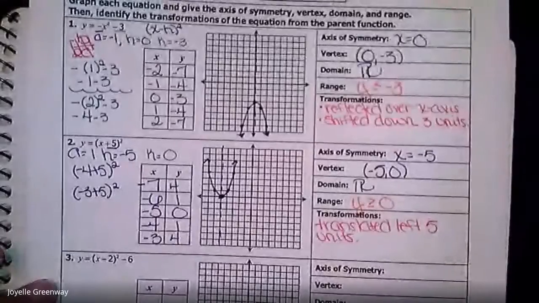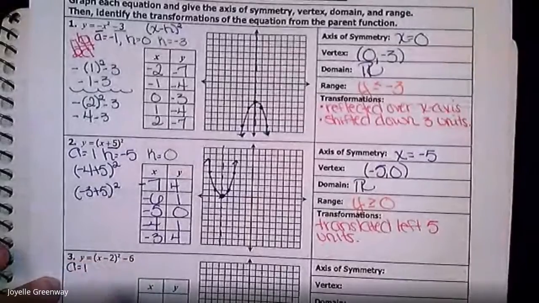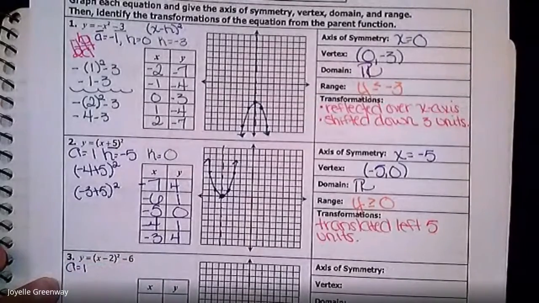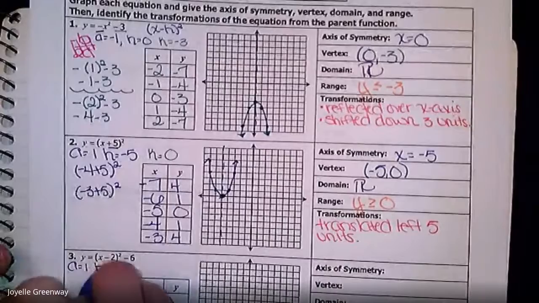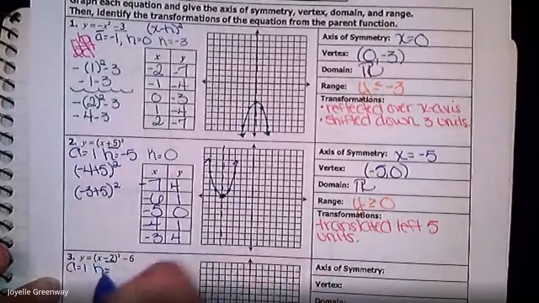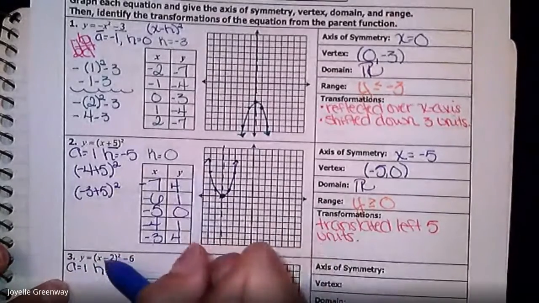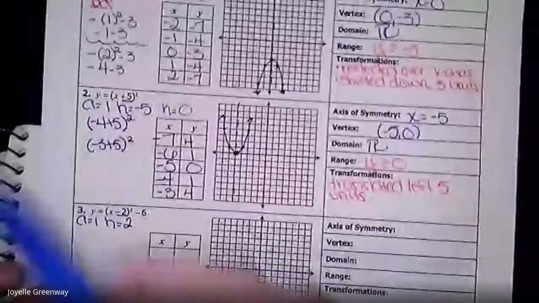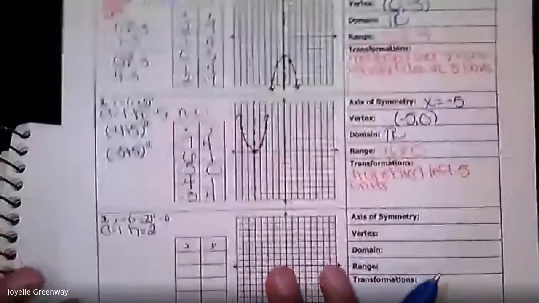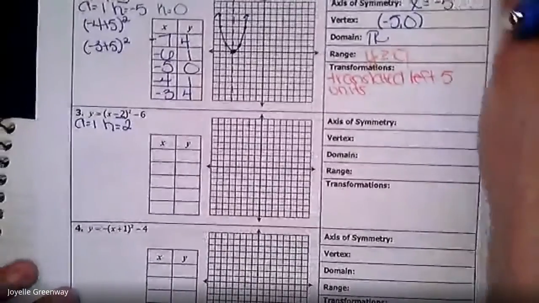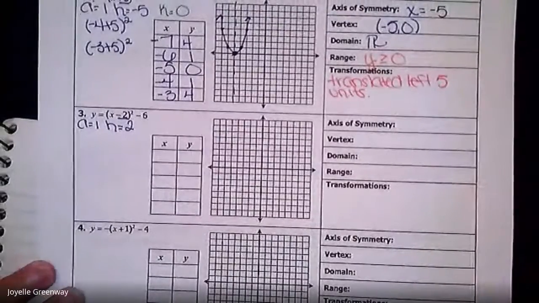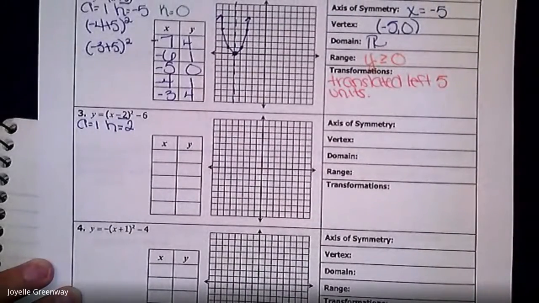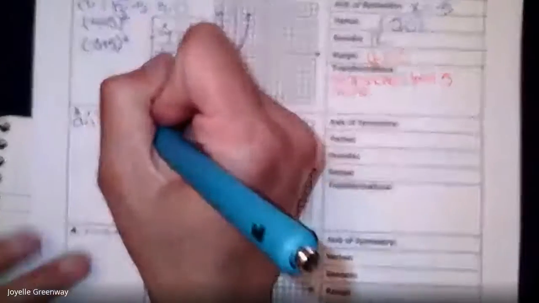Let's look at number 3. So our a value is 1. Our h value is +2, right? Because even though it says -2, that minus sign is in your original equation. So therefore it's a +2. And our k value is -6.